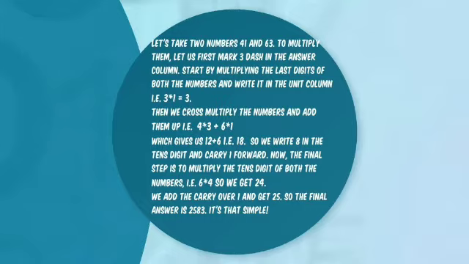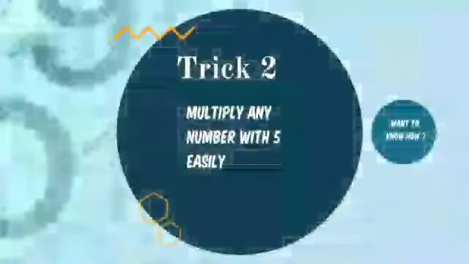Now the final step is to multiply the tens digit of both the numbers, 41 and 63. So we multiply 6 and 4 and we get 24. We then add the carry over 1 to 24, so it becomes 25. Here the final answer is 2583. It's that simple. Hope you get it.